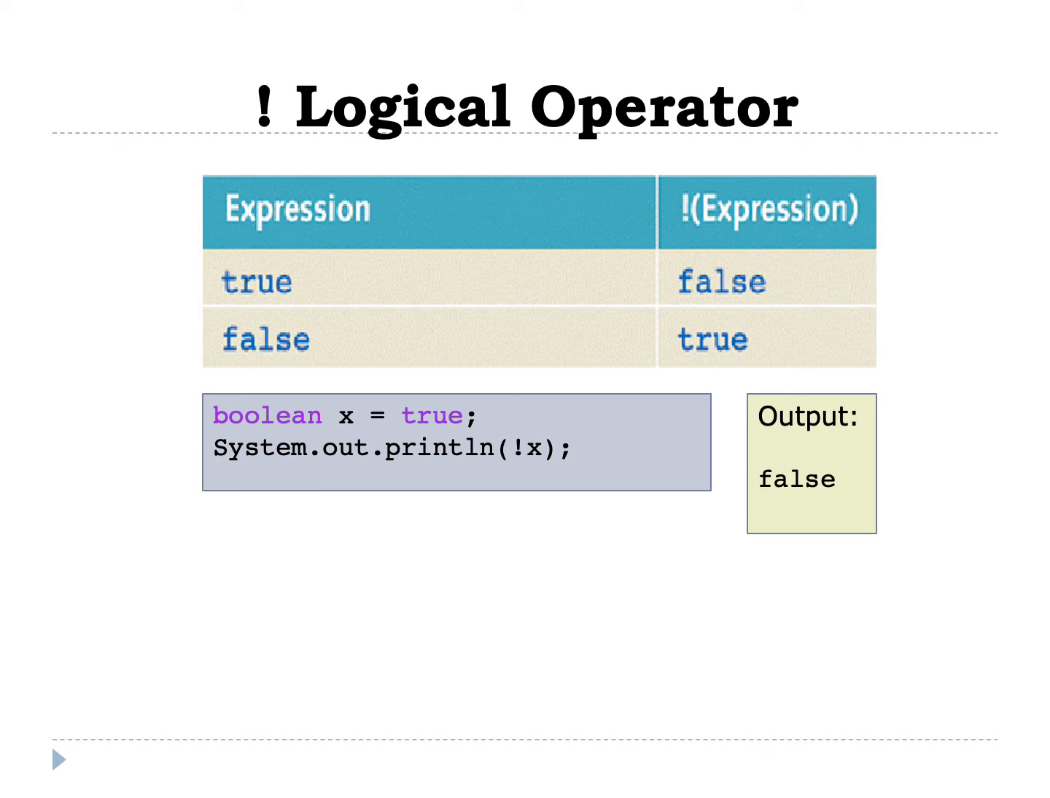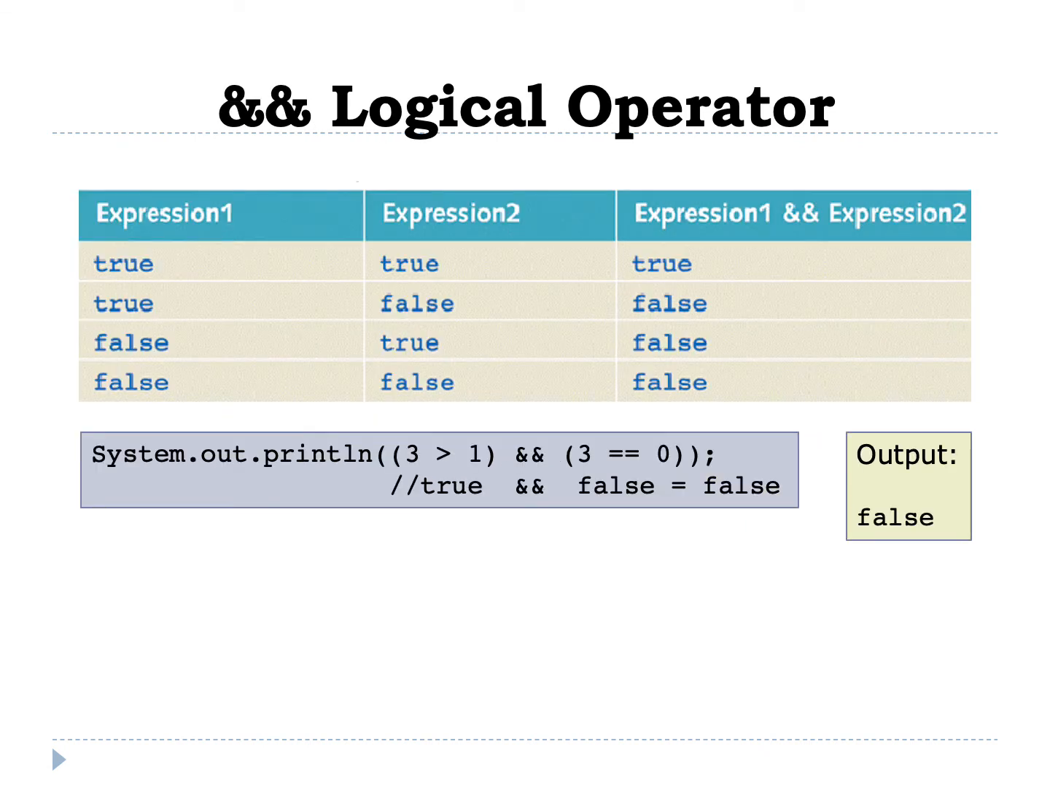Let's look at how we can use it when writing a code. Say that we declare and initialize our variable called x that is of type Boolean. Boolean has the value either true or false. Here we initialize it to true. When we do System.out.println not x, we reverse the value of our true to become false. So the output is false even though we define our variable x as true.